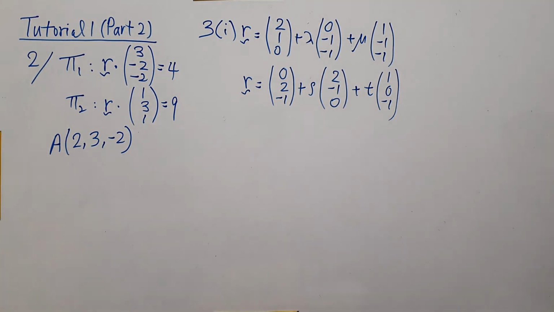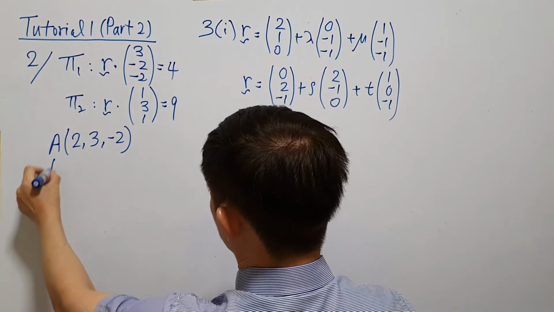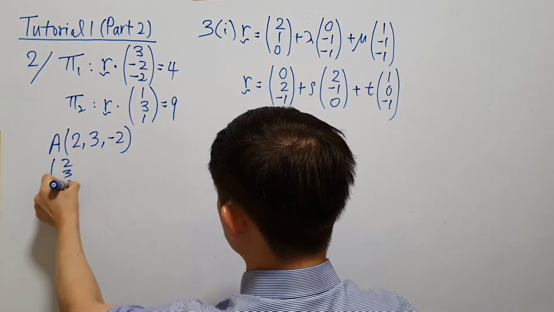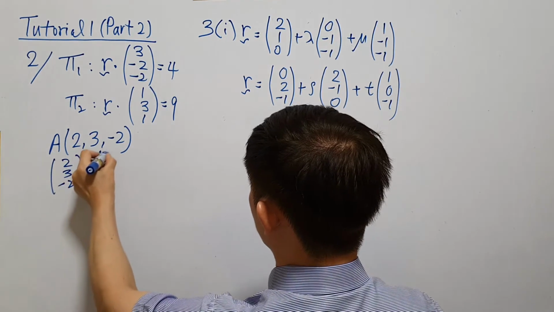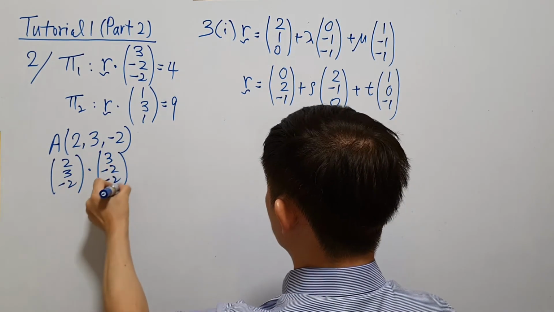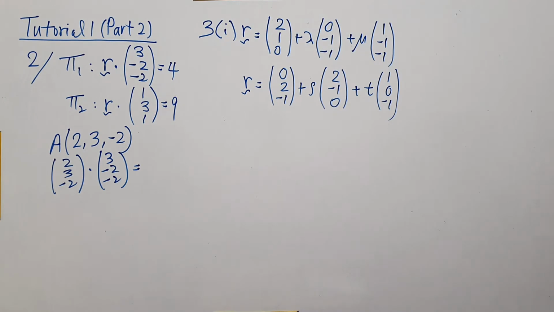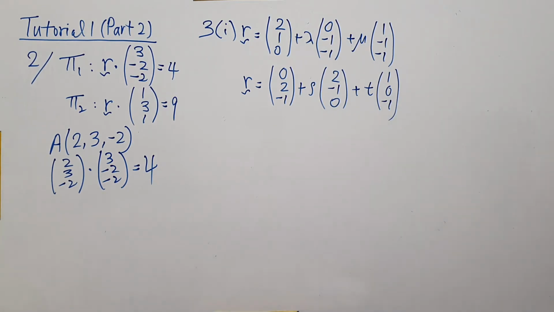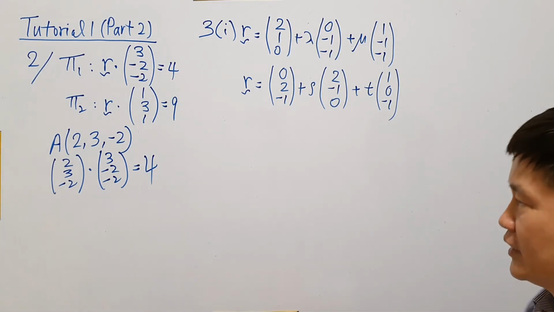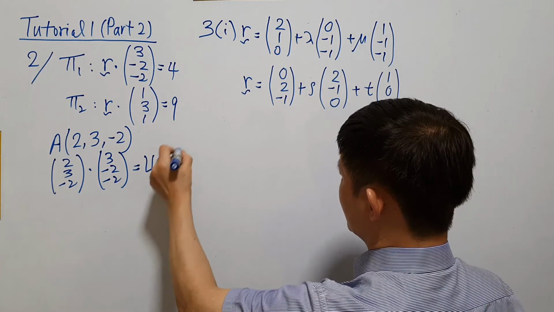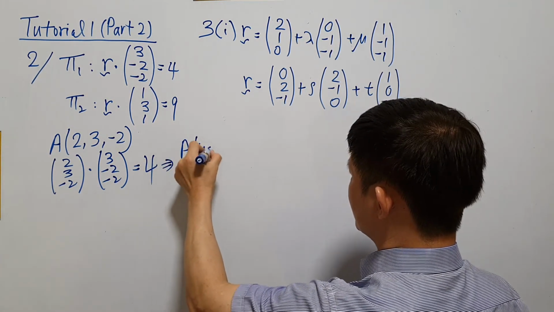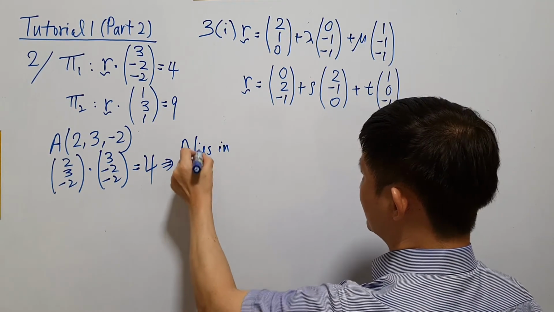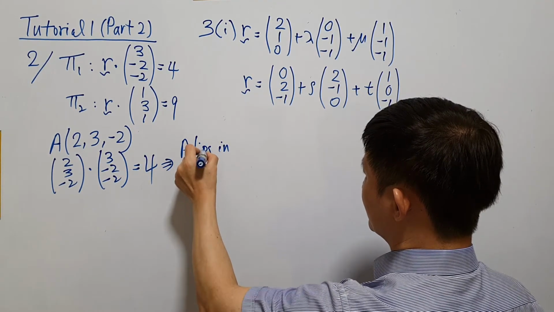2, 3 minus 2. Check 2, 3 minus 2. You dot with 3 minus 2 minus 2. What do you get? You get 6 minus 6 plus 4. So you get 4. It tallies. Right? It tallies with the equation of the first plane. You see? So this implies that A lies in pi 1. Okay?